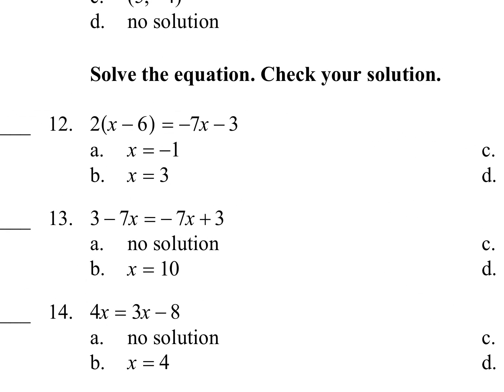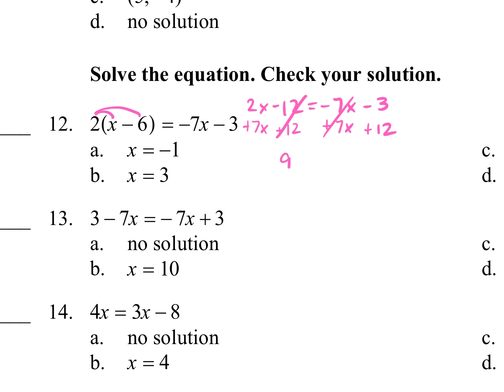So move the x's to one side, the constant numbers to the other side. First thing we do for number 12 is distribute. So 2x minus 12 is equal to negative 7x minus 3. We want to move the x's to one side, so I'm going to add 7x to move it to the left. And move the numbers to the other side. So I'm going to add 12 to move it to the right.